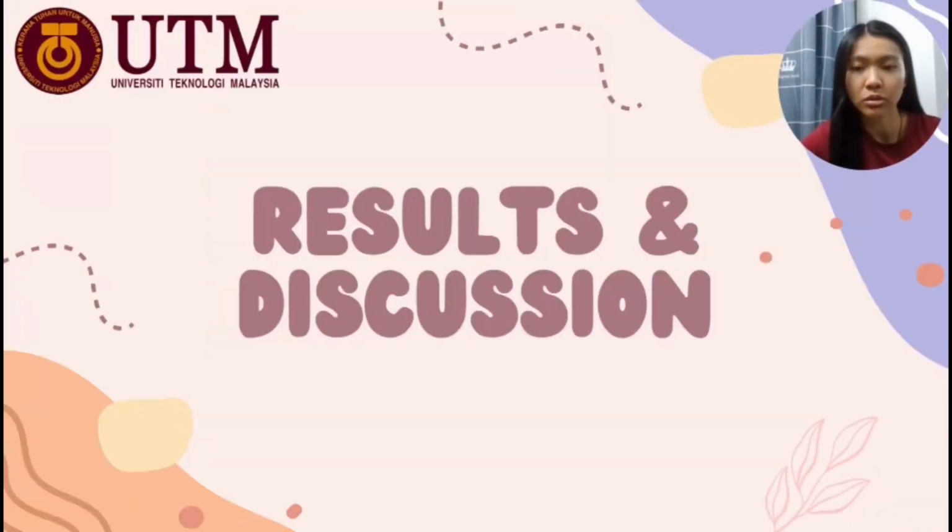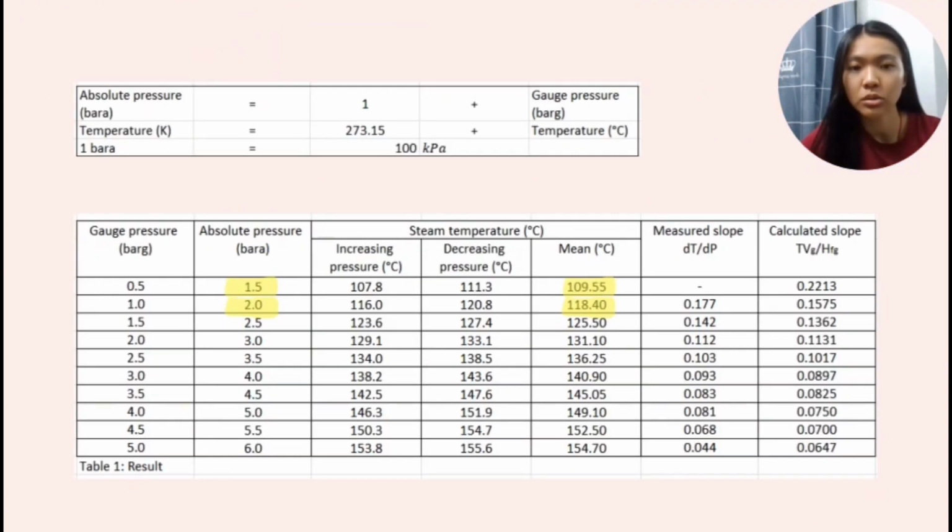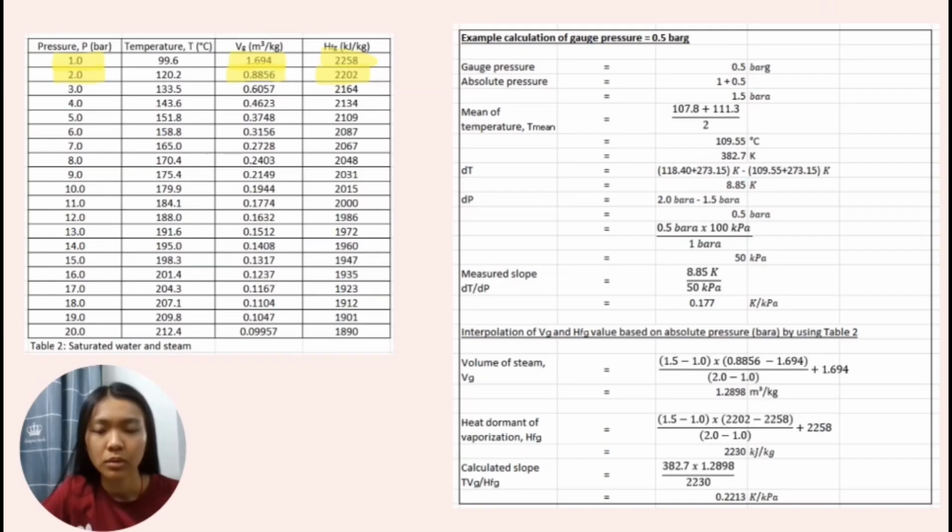Result and discussion. Absolute pressure equals 1 plus gauge pressure. Temperature in Kelvin equals 273.15 plus temperature in degrees Celsius. 1 absolute bar equals 100 kilopascal. Table 1 shows the result of gauge pressure, absolute pressure, steam temperature in increasing pressure, decreasing pressure, and mean, measured slope and calculated slope. This is an example calculation of gauge pressure equal to 0.5 bar gauge.